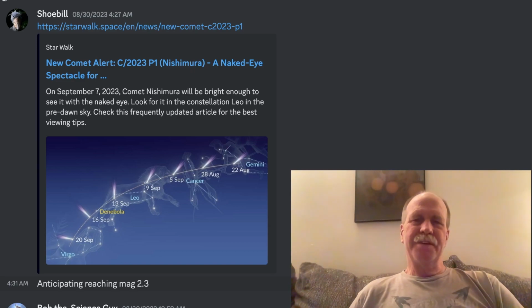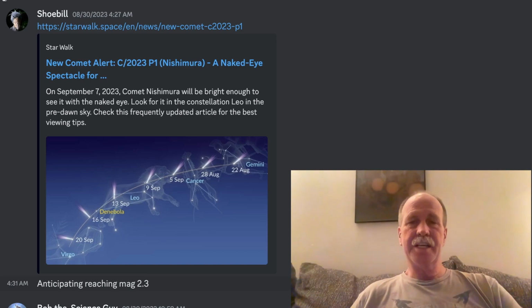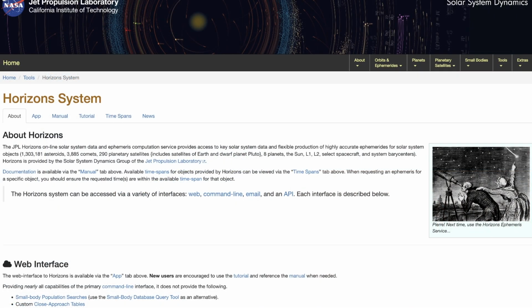The other day a friend of mine sent me a note in my DMs on Discord about a newly discovered comet, one that was discovered by a Japanese photographer who was just taking an image of the night sky, and when he was processing the images, happened to notice this unnamed comet. So let's have a look at Comet C/2023 P1 Nishimura. So let's go over to NASA's Jet Propulsion Laboratory, and this is JPL Horizons.